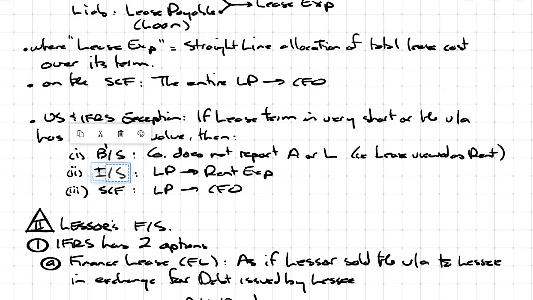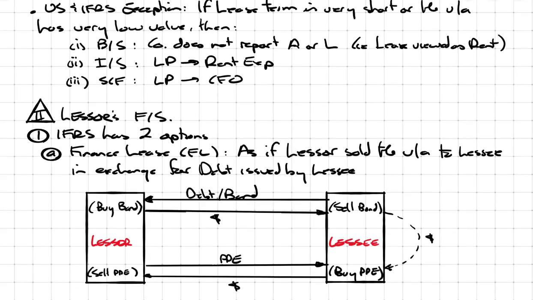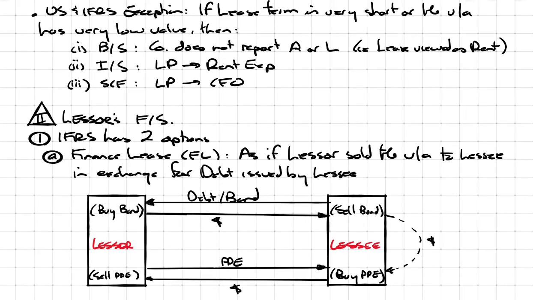On the income statement, the lease payment is just treated as a one-line item, rent expense. So unlike previously in a finance lease, where the lease payment was split into depreciation expense on the asset and interest expense on the loan, so there you had two line items. Here you just have one line item, and it's going to be rent expense. And then finally, on the statement of cash flow, the entire lease payment is regarded as operating. Obviously, rent is an operating item.